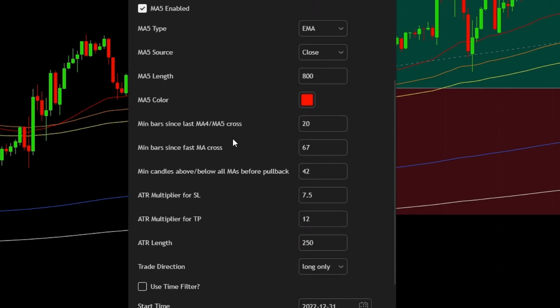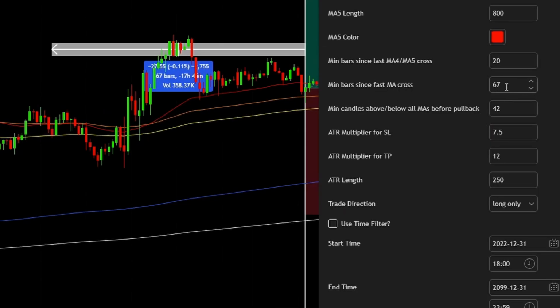Now the second special filter rule is minimum bars since fast MA cross. This limits for at least how many candles the two fast moving MA, which is this red and orange line, should have been above this yellow line. So basically this confirms that the short-term trend is not disrupted and we are still in a steady uptrend.